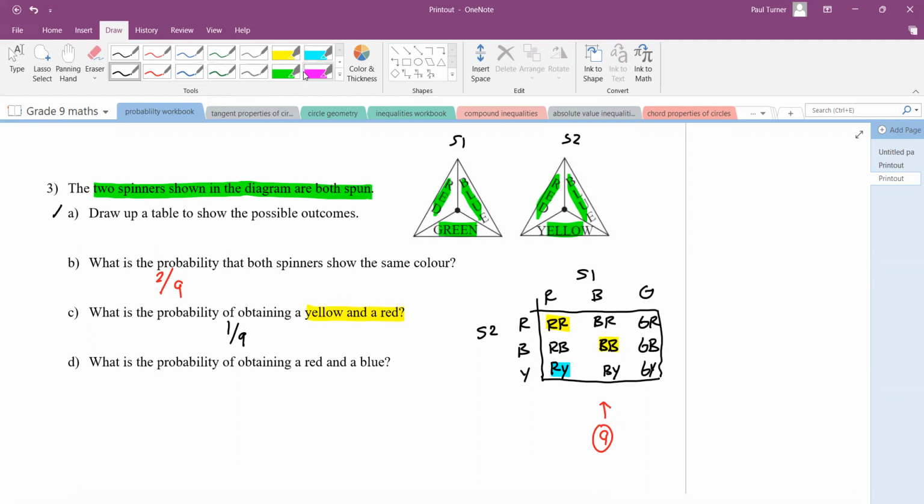What is the probability of a red and a blue? So how many red blues do we have? So 1 here and 1 here, 2. So that chance will be 2 out of 9. The same as the probability of having 2 colors the same.